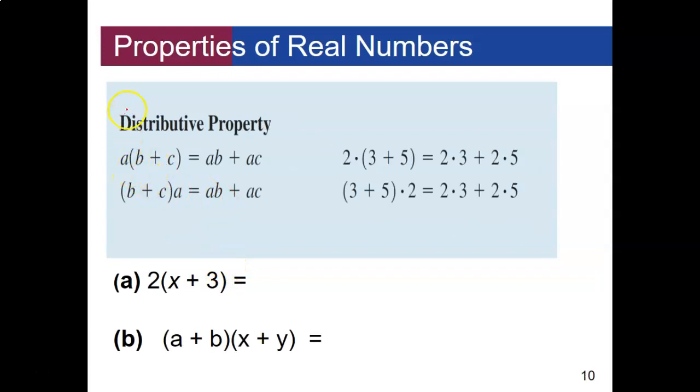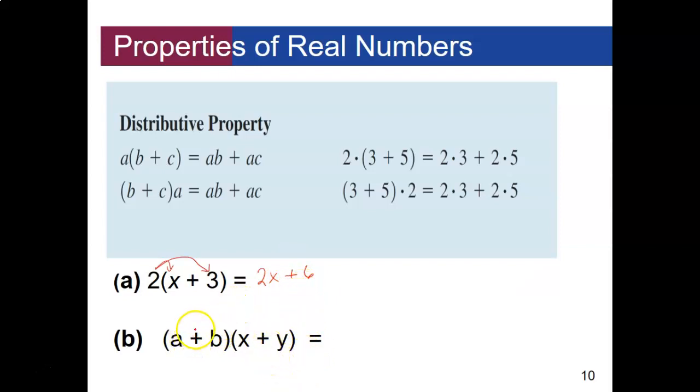Okay, the distributive property. Basically, we can distribute from the front or we can distribute from the back is all this is saying. So if we look at this example here, we go through and we distribute the 2 to the x, and we'll have 2x, and then we'll distribute the 2 to the 3. So 2 times 3 is going to give us 6. So we have 2x plus 6.